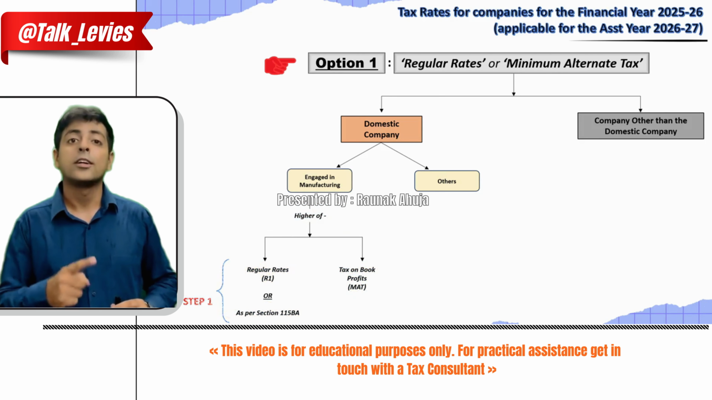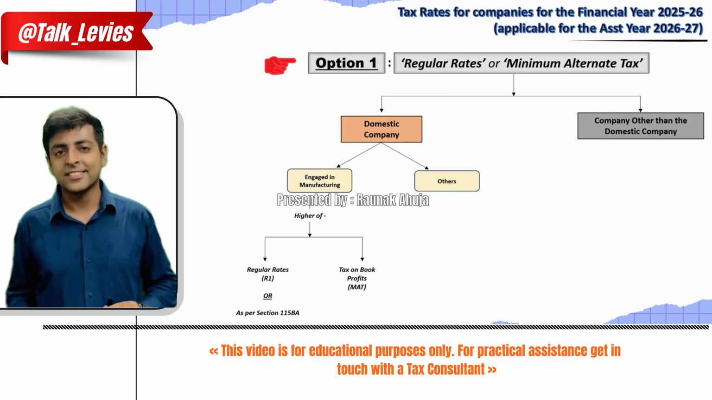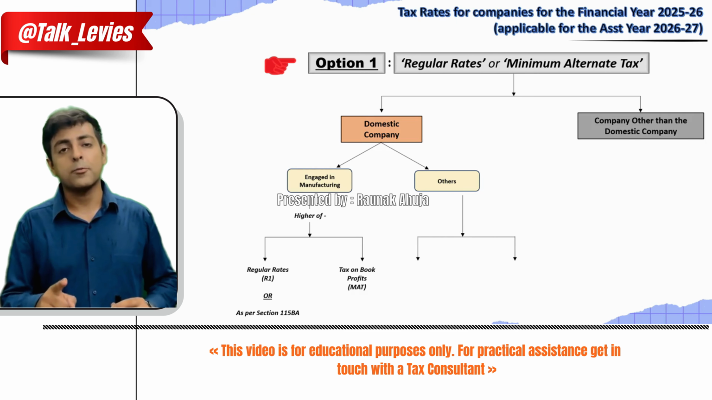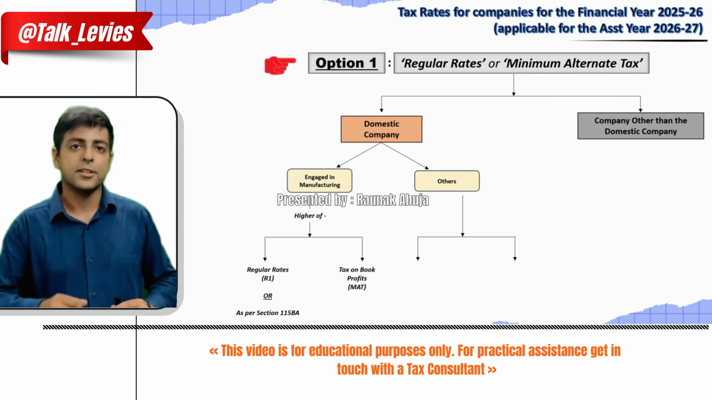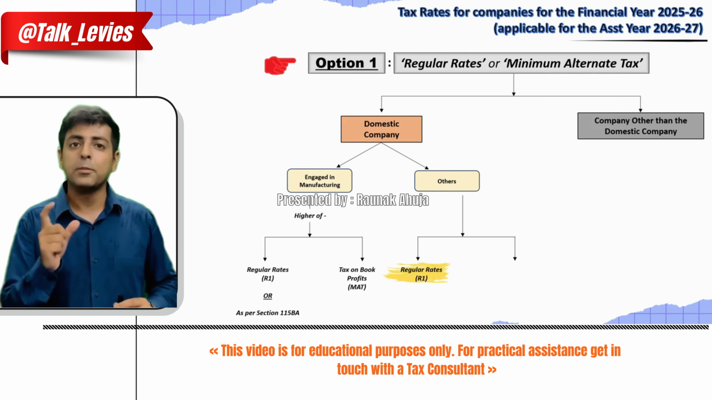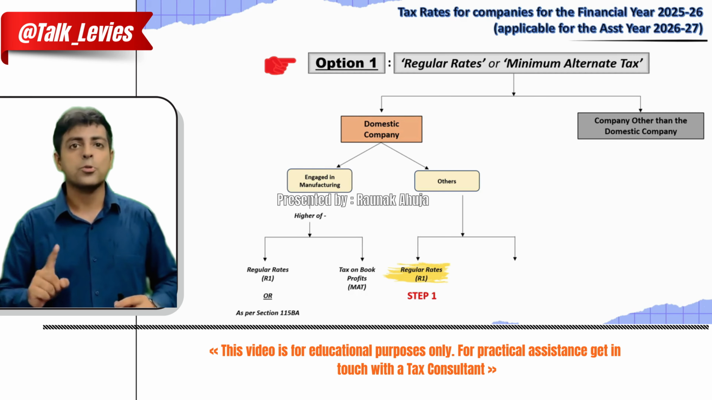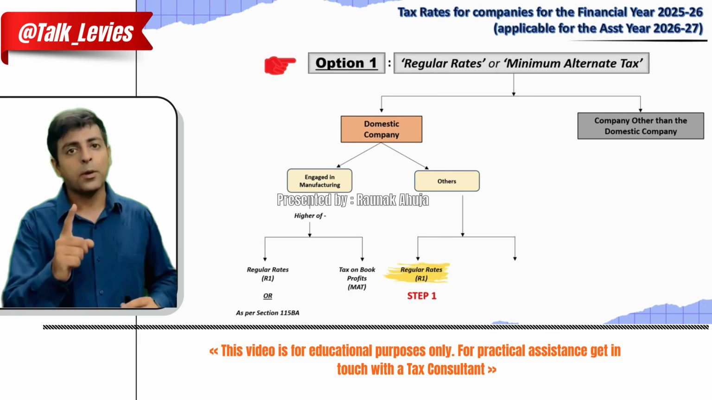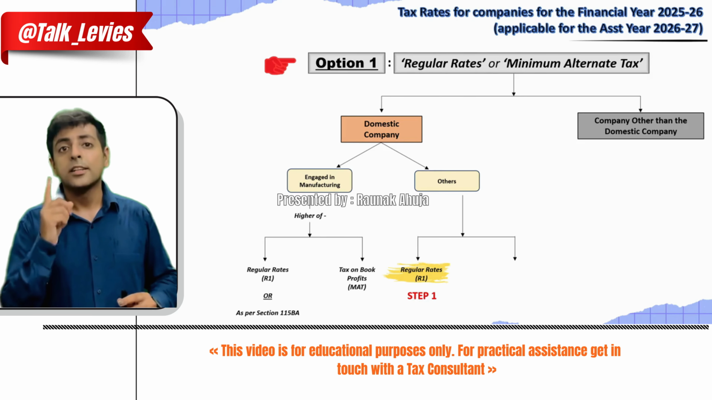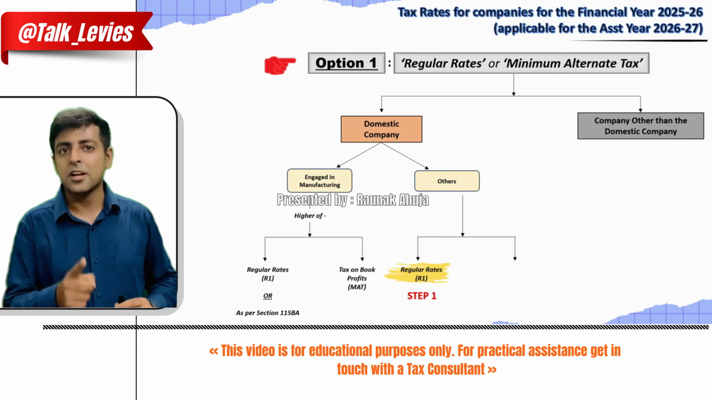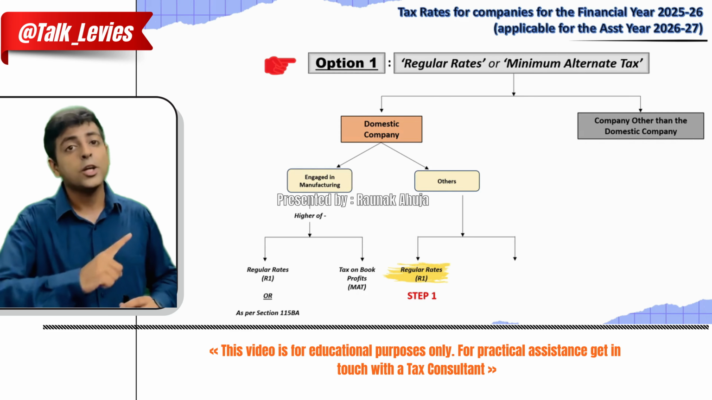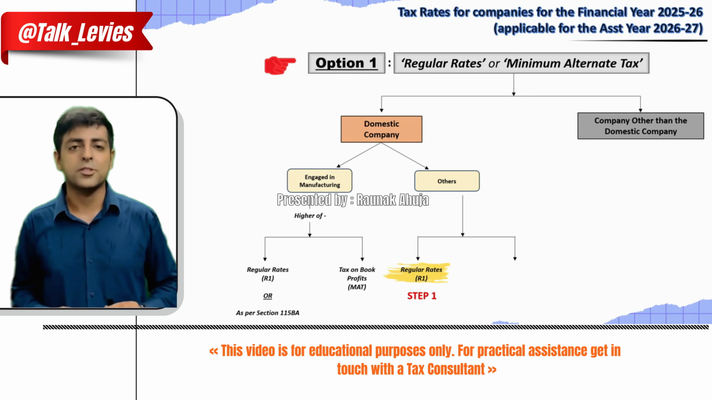Now, moving on to non-manufacturing entities. Here, the first step would be the same with a little difference. In the first step, we'll be calculating R1 only. There is no other option available to the non-manufacturing entities. That is, the optional or concessional rate of tax under 115BA is not available to the non-manufacturing companies.